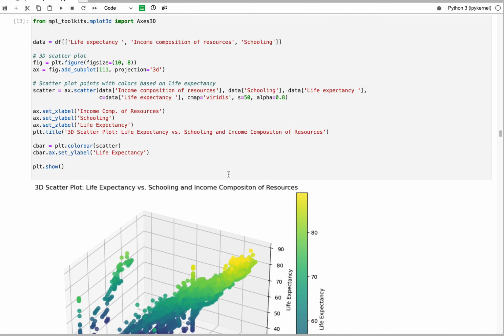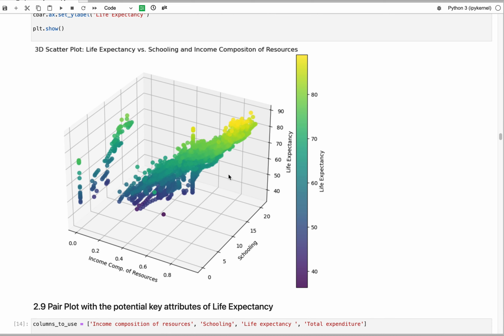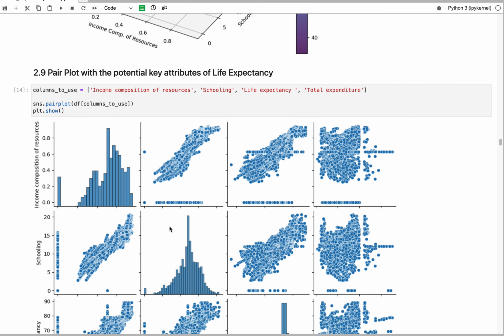Through this scatter plot, I attempted this with very different attributes, and the best result that I got was income versus schooling versus life expectancy. You can see the distribution of the data here, how linear it is, and how as income and schooling increase, life expectancy goes up together. Pair plot.